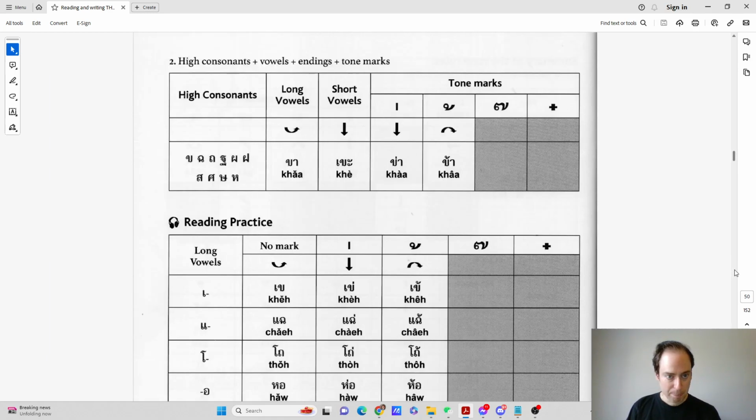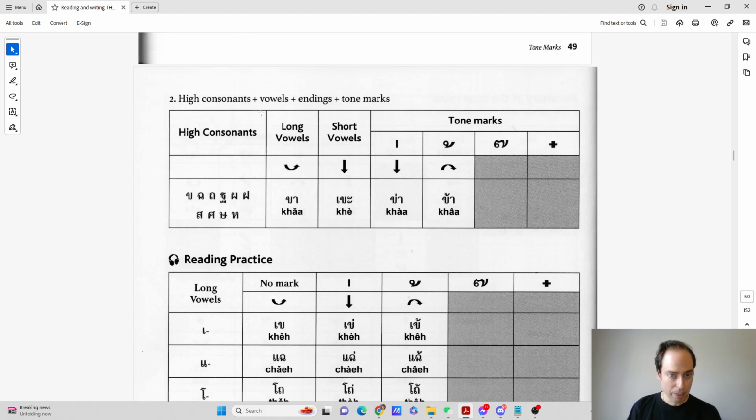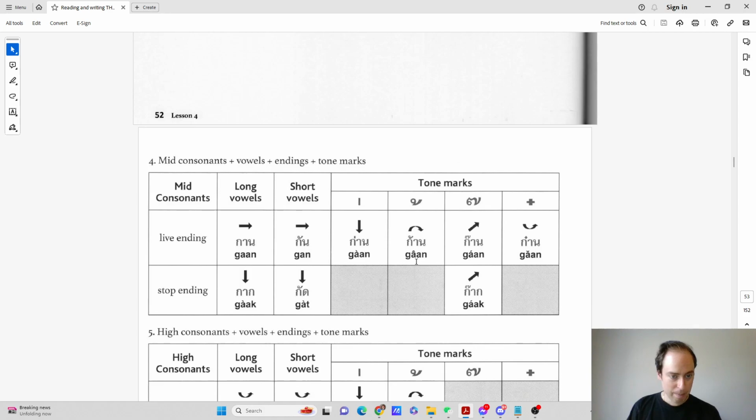So here we have the high consonants with the vowels, the endings, and the tone marks. Let's take a look at one with the ending. Here we go. So this is the mid-consonants. We have the long vowels, the short vowels, the tone marks, and we have the live ending and the stop ending. So what this means is, if you have a long vowel, like in this case we have gan, and we have the short vowel, gan.